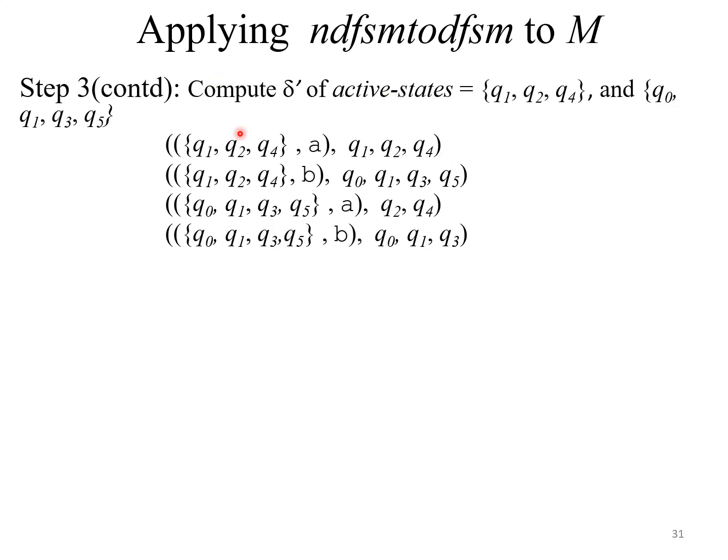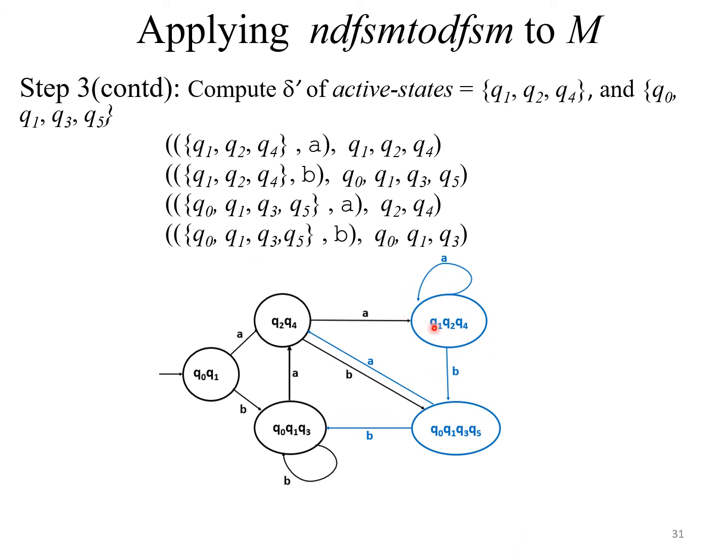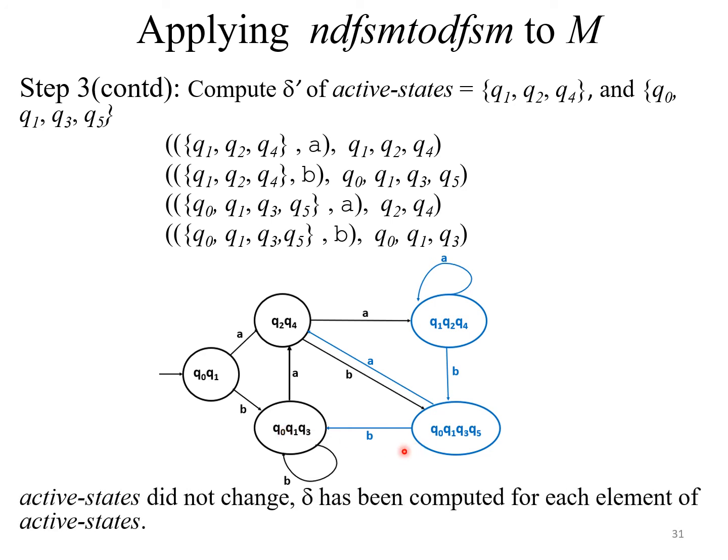After computing the delta transitions, q1, q2, q4 takes a self loop on a. On b, it is going to state q0, q1, q3, q5. Similarly, from q0, q1, q3, q5, a is going to state q2, q4 and b is going to state q0, q1, q3. Now we can see that all the active states have their delta transitions and there is no change in the active states.